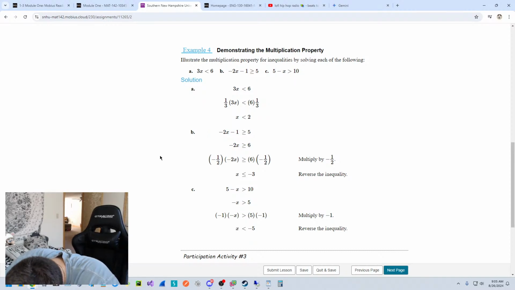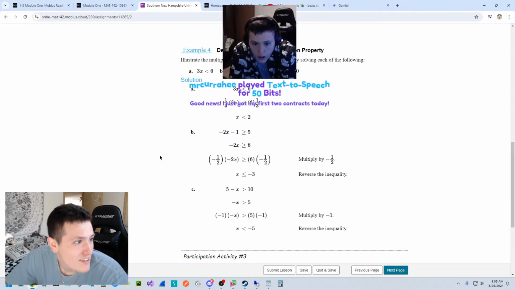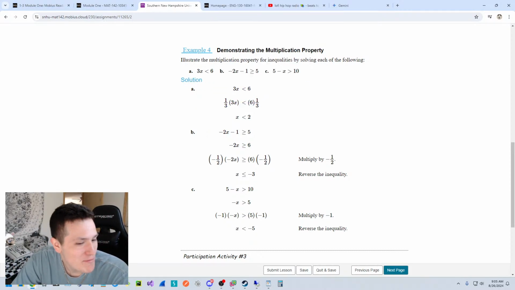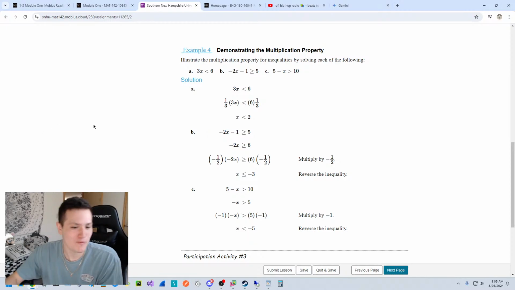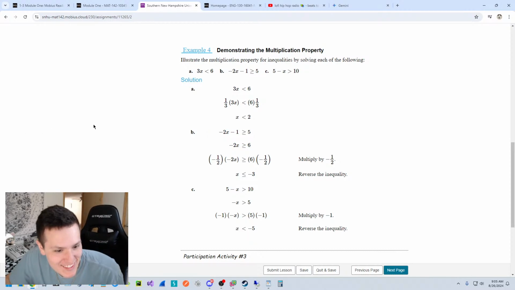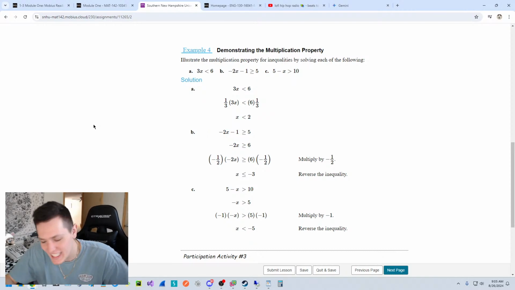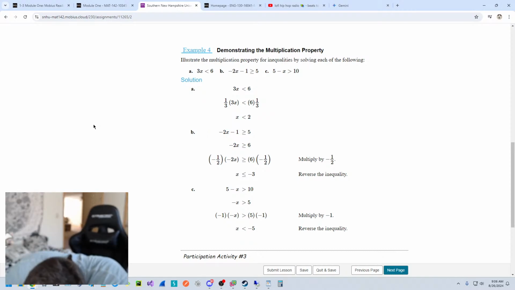Good news, I just got my first 2 contracts today. For Mr. Real? Brahe played text to speech for 50 bits. So that means you're done. That means you can go home. You can hop on a game. Hell yeah. W contracts. W contracts.